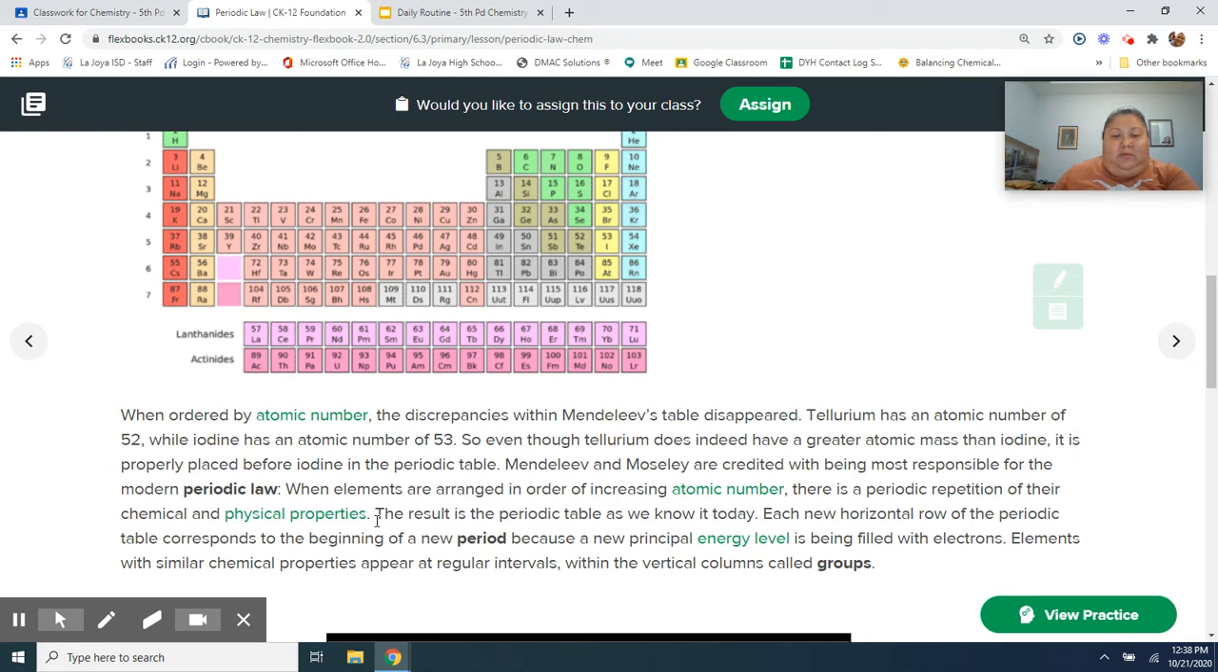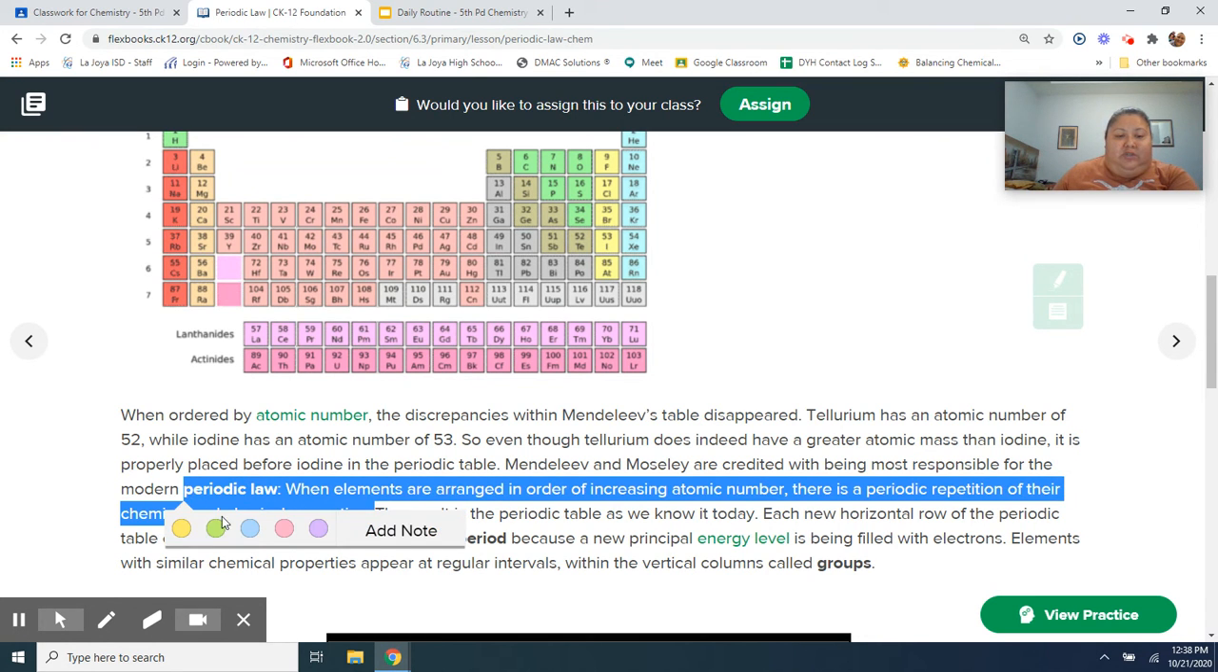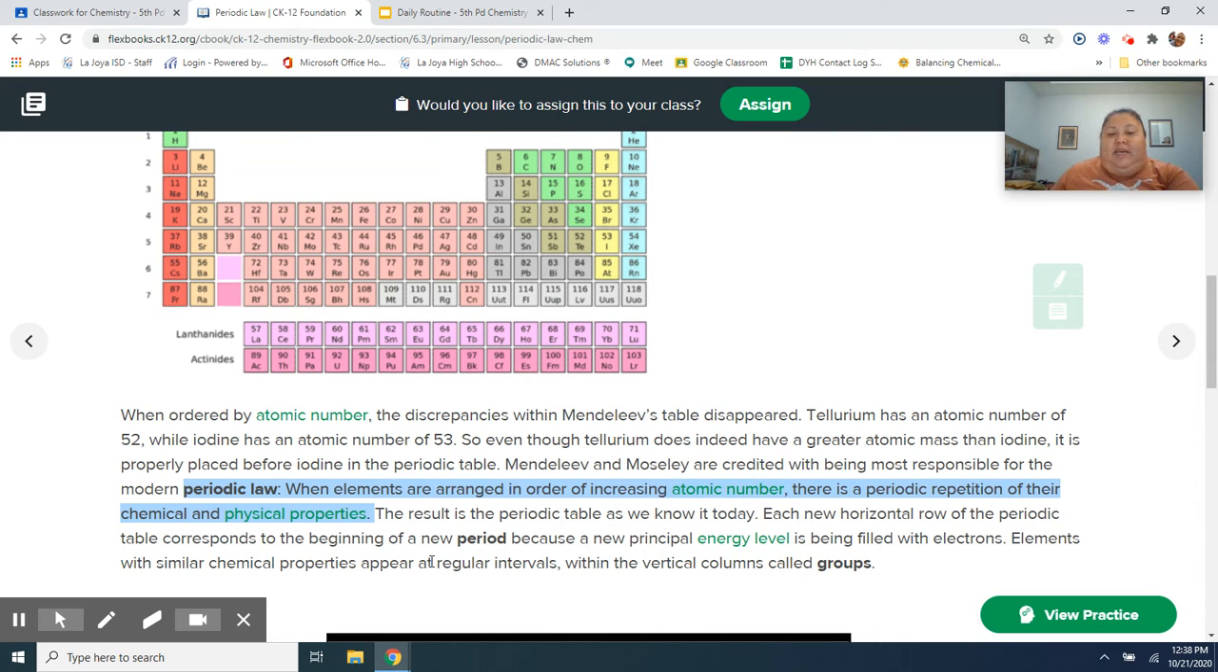And what is periodic law? Well, the definition is right here. When elements are arranged in order of increasing atomic number, there is a periodic repetition, meaning there is a pattern that repeats. And what does it repeat? Those chemical and physical properties. The result is the periodic table as we know it today. We still have that periodic table. It hasn't changed since 1913.